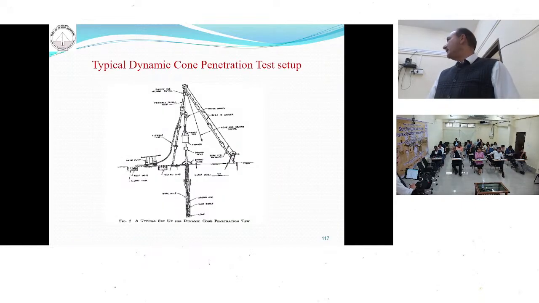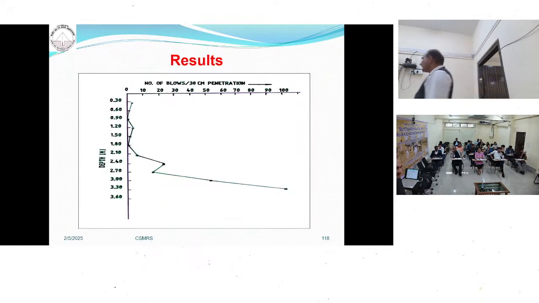This test gives us the continuous profile of the ground. You can see here up to 30 centimeter, 60, 90. In that way, you can get the continuous profile of the strata.